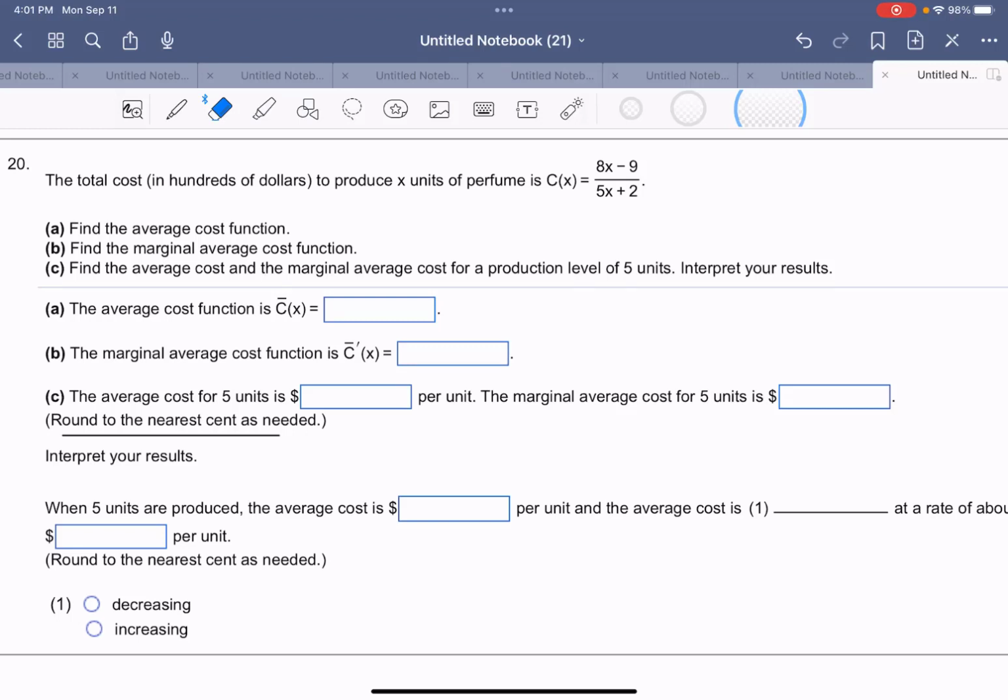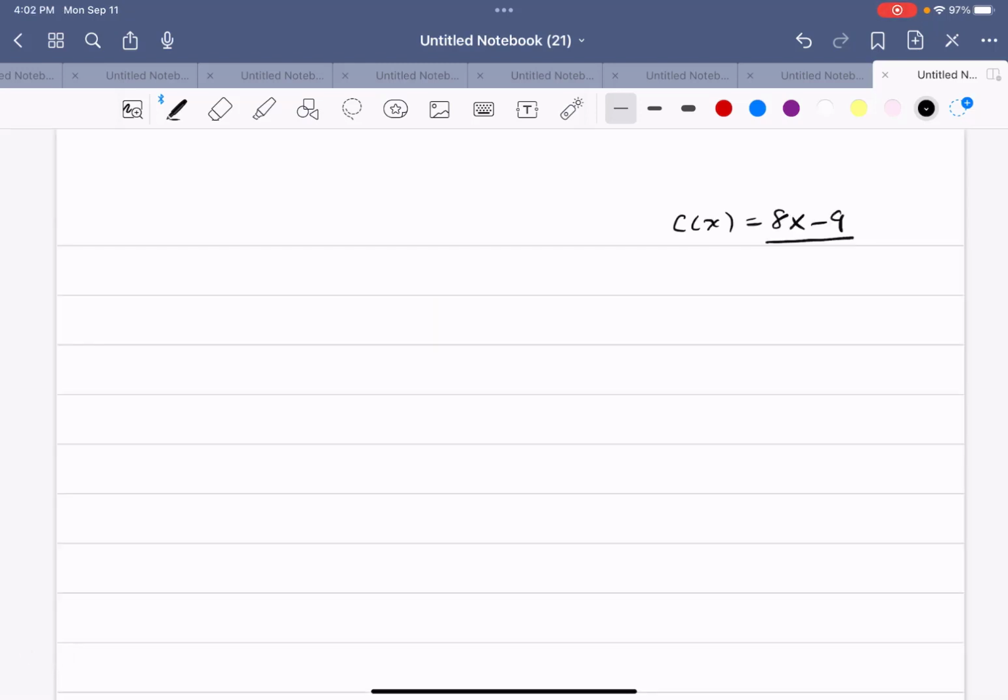Number 20. The total cost in hundreds of dollars to produce x units of perfume is given by C of x equals (8x minus 9) divided by (5x plus 2). We are to find the average cost function, the marginal average cost function, and then find both average cost and marginal cost for a production level of 5 units, and then interpret. So our cost function is (8x minus 9) over (5x plus 2).